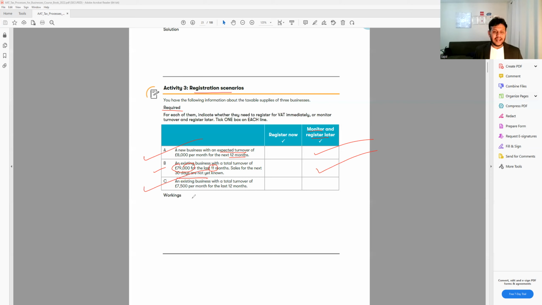Number C says, an existing business with a total turnover of 7,500 per month for the last 12 months. For the last 12 months, it was 7,500. So 7,500 times 12, that is 90,000. That means we have to register now. It's a register now because the last 12 months is the historic test, and it has already reached the threshold.